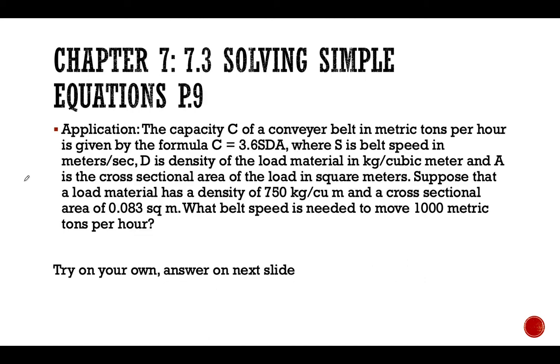Here's an application problem. The capacity C of a conveyor belt in metric tons per hour is given by the formula C equals 3.6 SDA, where S is belt speed in meters per second, D is density of the load material in kilograms per cubic meter, and A is the cross-sectional area of the load in square meters. Suppose that a load material has a density of 750 kilograms per cubic meter and a cross-sectional area of 0.083 square meters. What belt speed is needed to move 1,000 metric tons per hour?